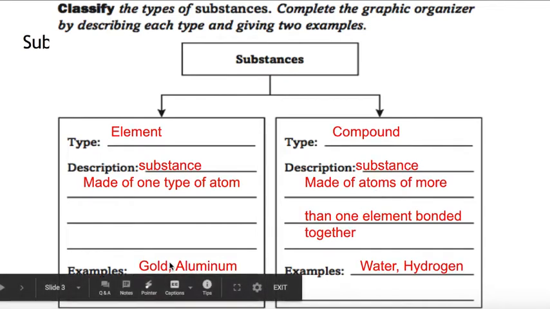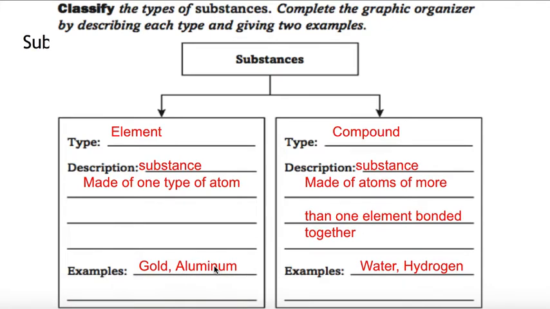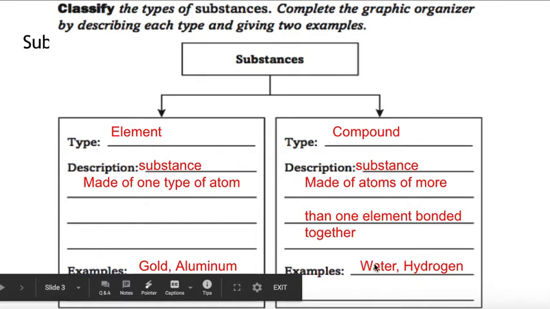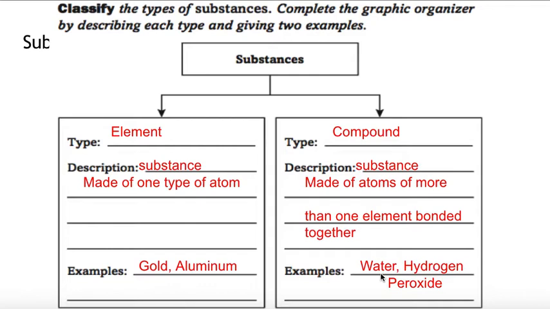Example, gold is a substance, it's an element. Aluminum is a substance, that's an element. Basically anything that's on our periodic table would be considered a substance as an element. And then when you put some of those items on our periodic table together by some of the natural reactions that happen, you get these combinations or compounds. Water is H2O and then hydrogen peroxide, H2O2.